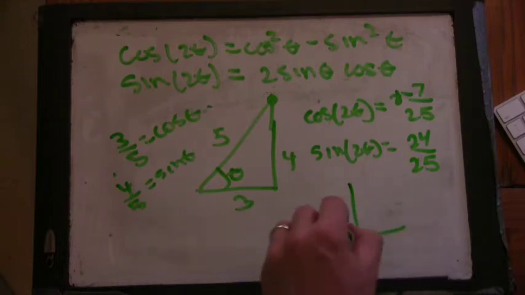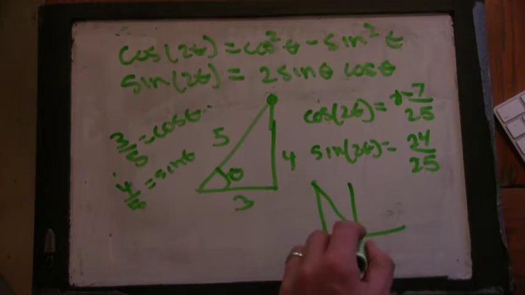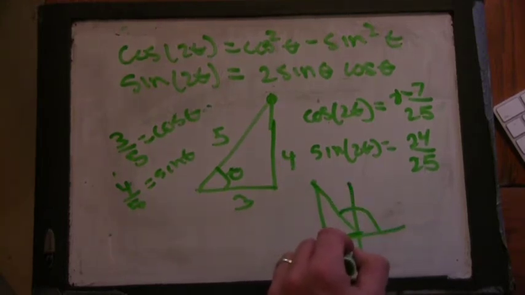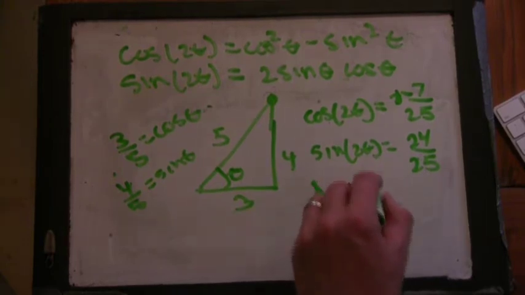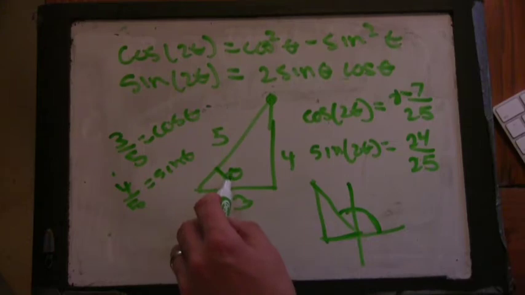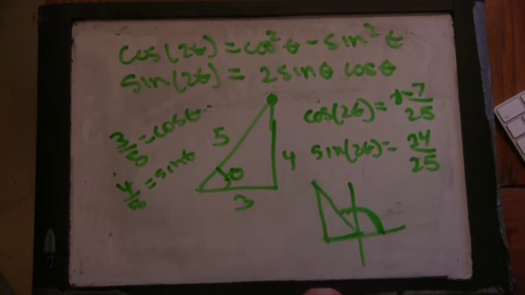If I have my axes, it goes over minus 7, up 24. So I have a 7, 24, 25 triangle over here, and this is my doubled angle. Wow. So twice this angle in a 3, 4, 5 triangle produces this outside angle in a 7, 24, 25 triangle. So 3, 4, 5 and 7, 24, 25 are related.